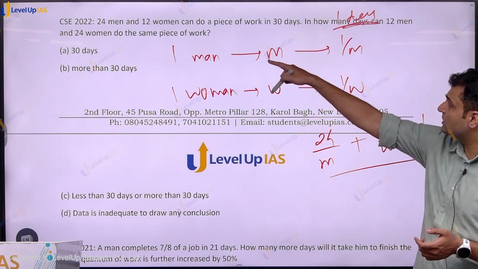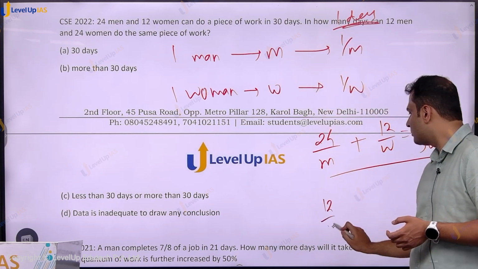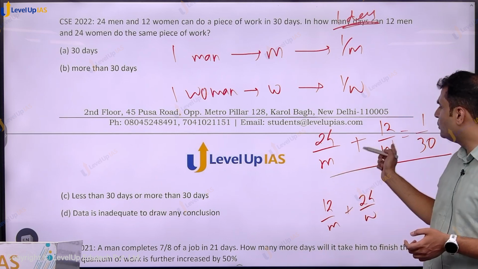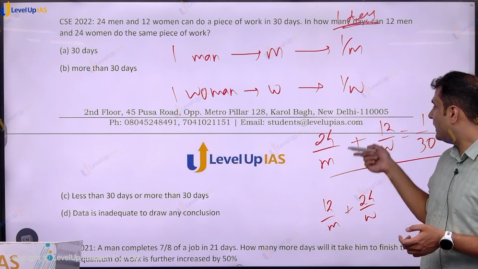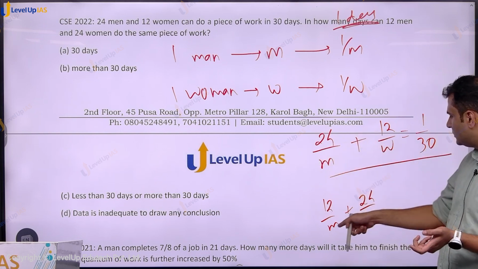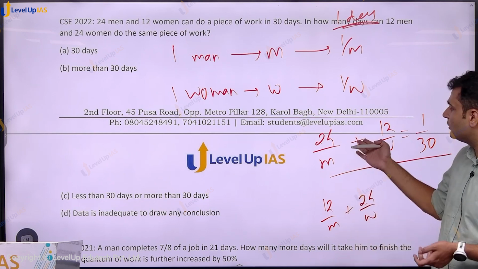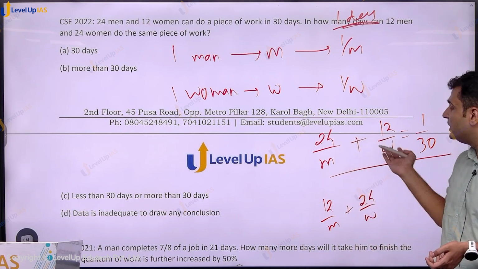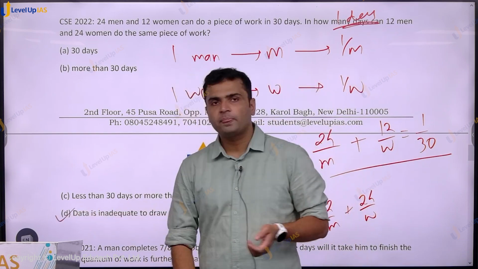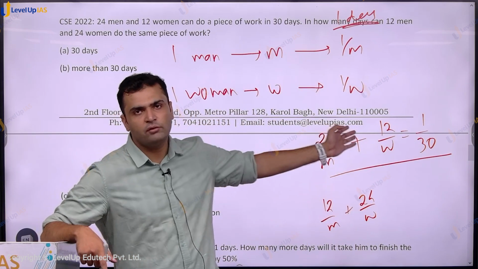Now the question is 12 men and 24 women. We are being asked 12/M plus 24/W is the value. Now there are two variables and only one equation. We need at least two equations. And this value is not any multiple of this equation. So we cannot directly find out this value from this. So we need one more equation which we don't have. So the answer is data is inadequate. We need two equations to solve two variables. Only one equation is what they have given us.